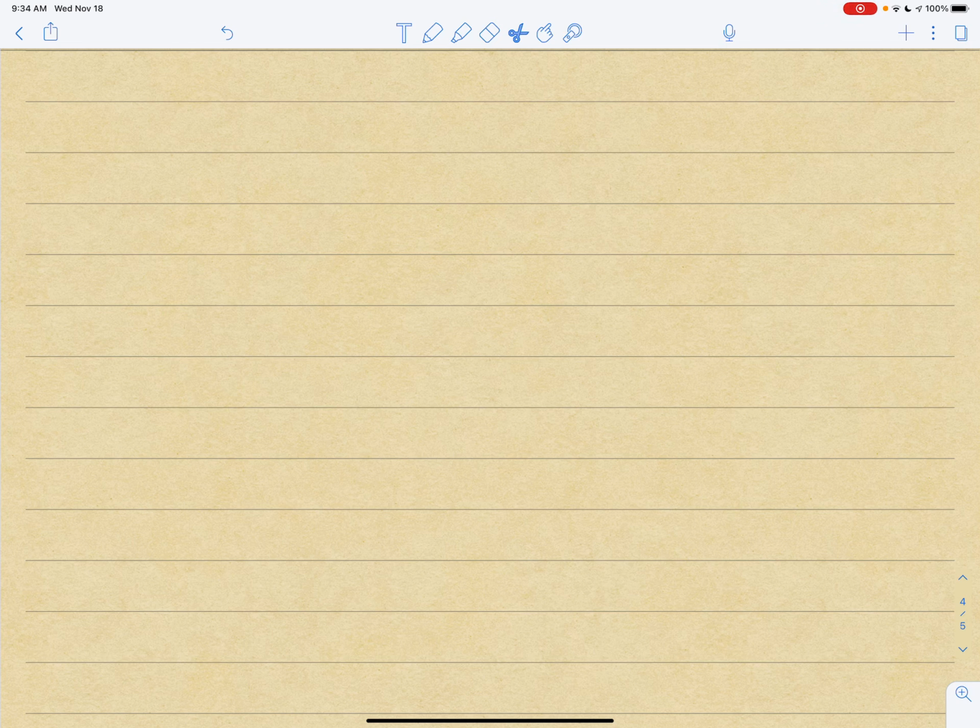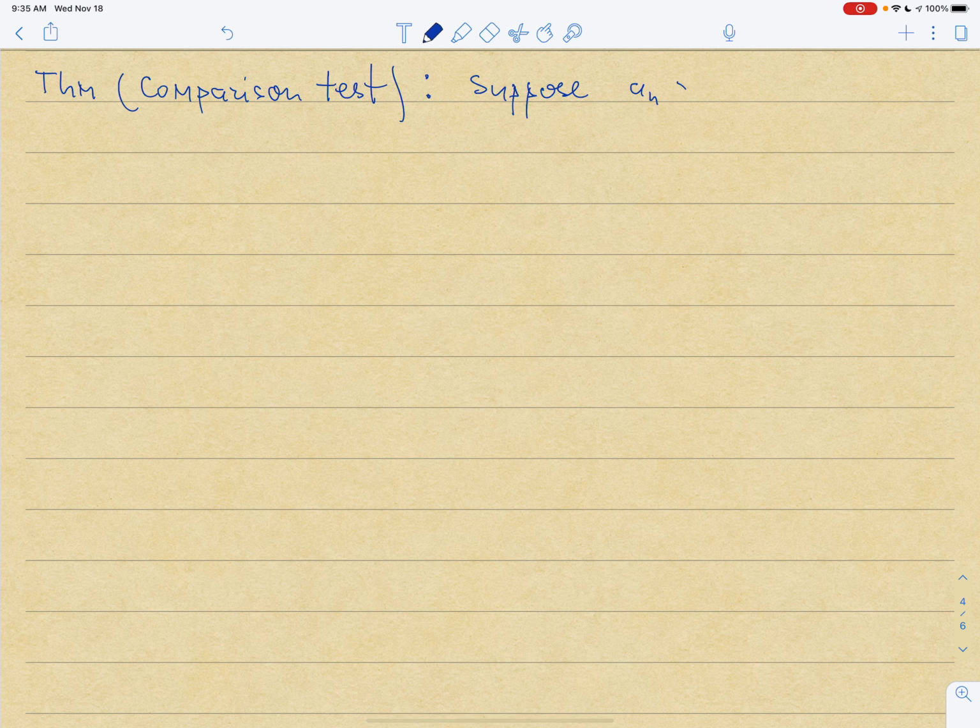We're going to now proceed with more tests for convergence of a series. And the first test, which I'm going to formulate as usual as a theorem, is going to be a comparison test. All right, how do we state that? So suppose an is greater or equal than 0 for all n, then we have the following.